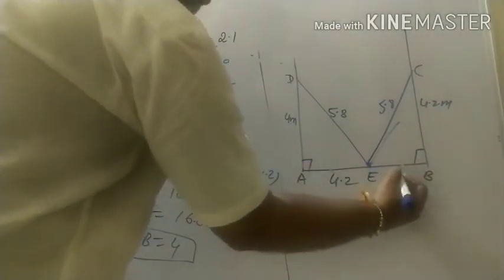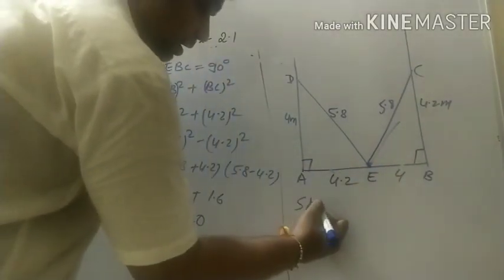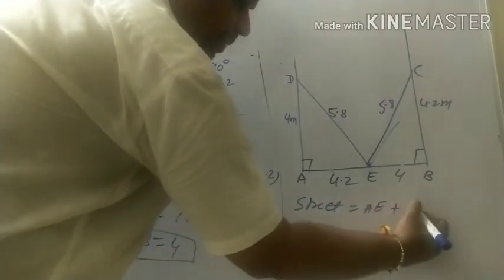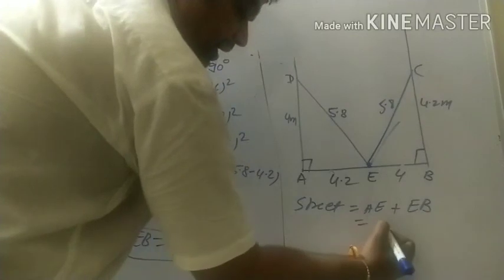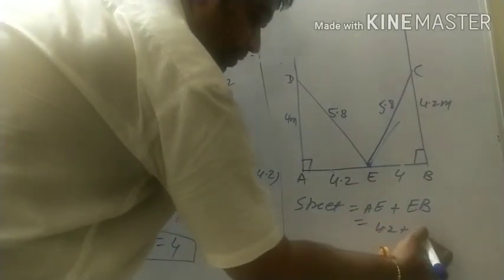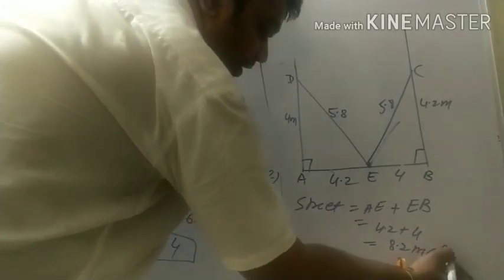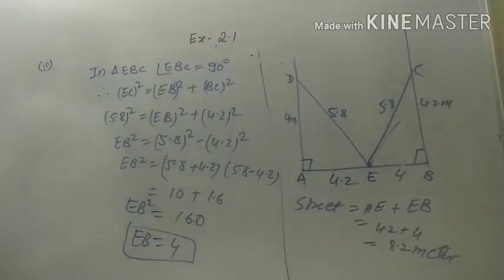Now, the length of the street is AE plus EB, that is 4.2 plus 4, which is 8.2 meter. The width of the street is 8.2 meter. So this exercise is completed. In the next video, we will do exercise 2.2.